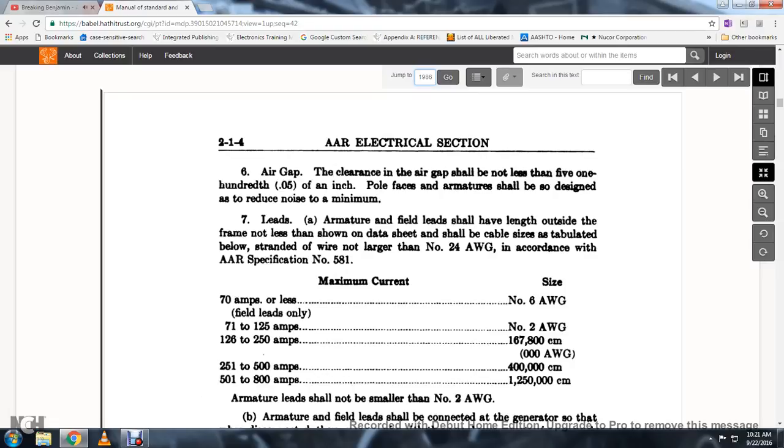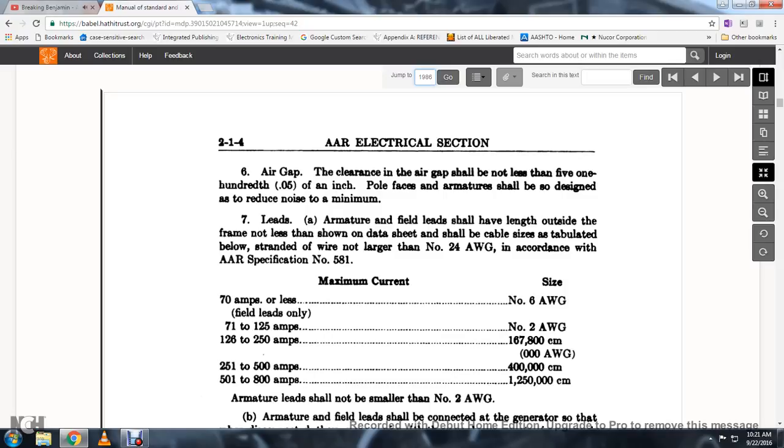Leads. Armature and field leads shall have the length and outside frame not less than shown on the data sheet, and shall be of the size tabulated below, attended by wire not larger than number 24 gauge AWG, and in accordance with the AR specification number 581.